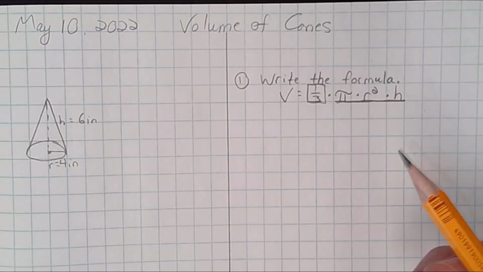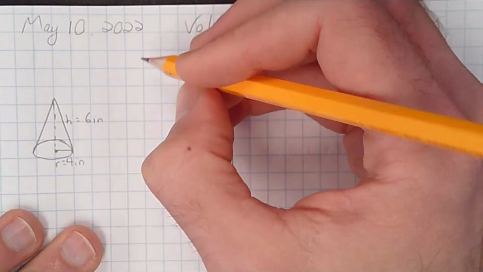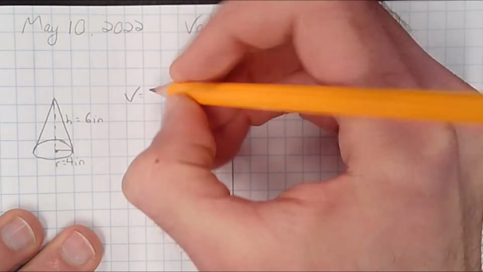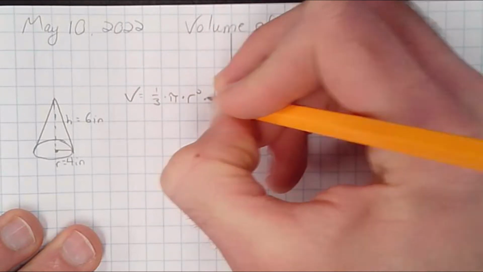All right, so let's go ahead and write down the formula over here as well, so we have it in our example box. So that's volume equals 1/3 times pi times the radius squared times the height.